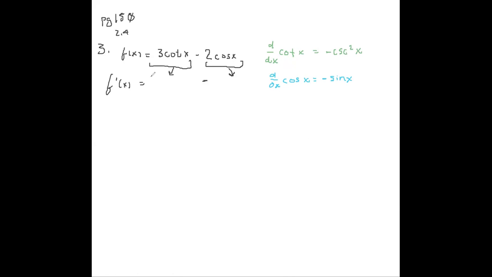These are just constants hanging out on the outside. So this is going to be negative 3 cosecant squared x minus 2 times negative sine x. This becomes a plus sine x. Everybody okay with that?